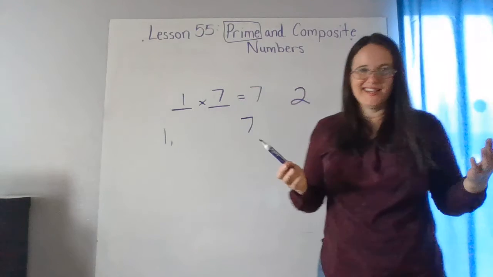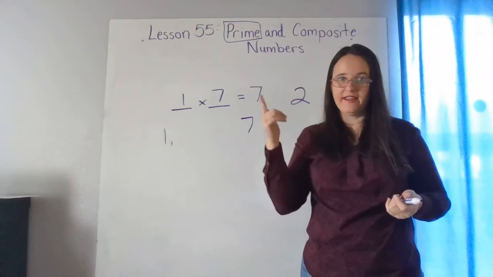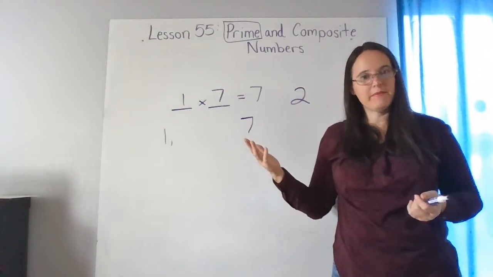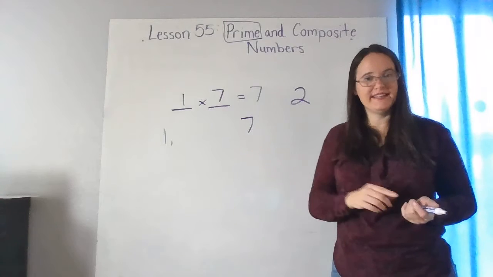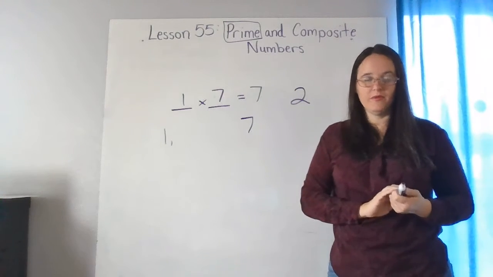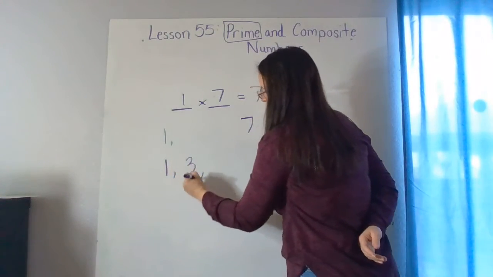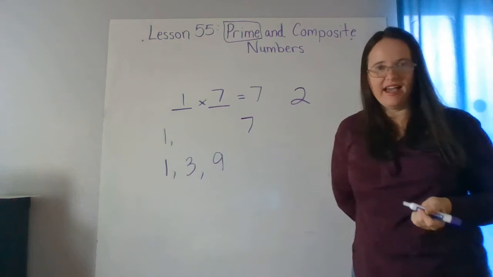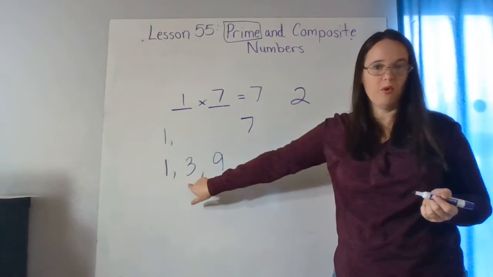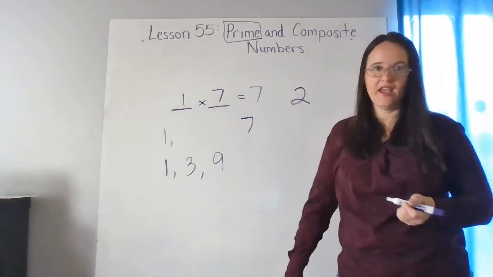It looks like all odd numbers are prime at the beginning because we look at 1, 3, 5, 7. But remember, we just did 9. 9 is an odd number. Is 9 a prime number? What were the factors of 9? It was 1, 3, and 9. So that's not a prime number because it has more than 2 factors. That 3 throws a wrench into it.